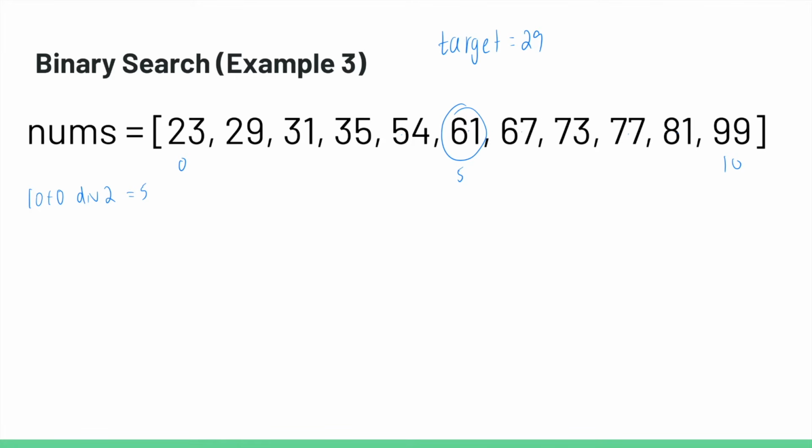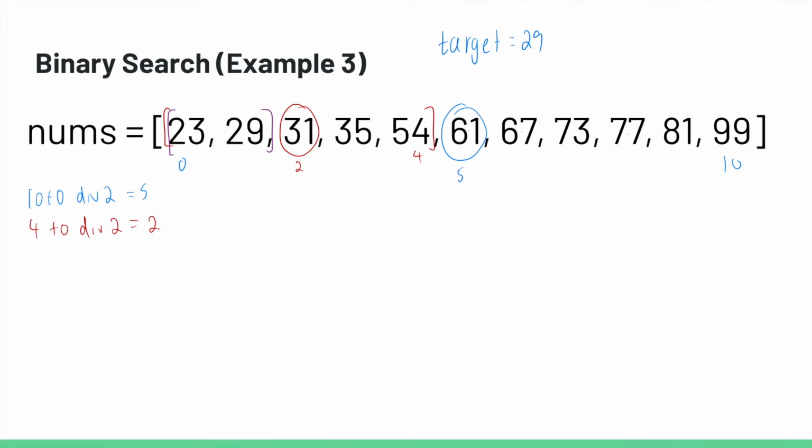So now I'm going to compare 29 to 61. 29 is obviously less than 61. So we're going to focus on this part right here and look for what's in the middle. And that's going to be 31. Again, we could have found that by doing 4 plus 0, div 2, which is just going to equal 2. This is index 2. Now 29 is less than 31. So we're going to focus on the portion less than 31, which is this right here.